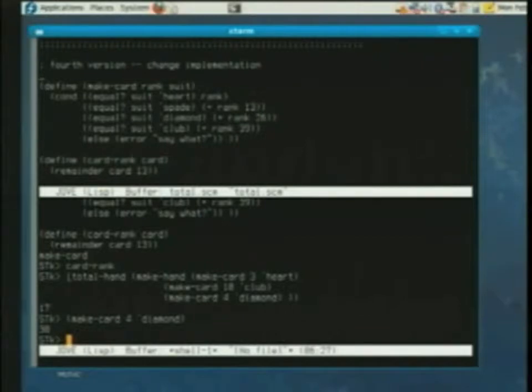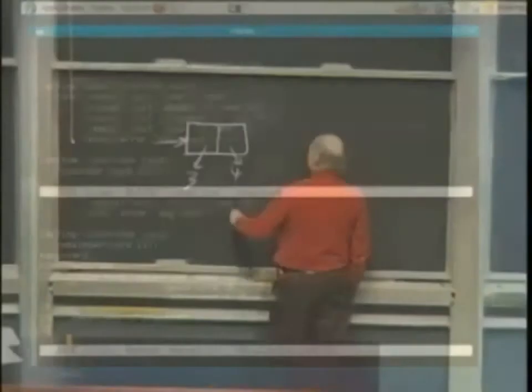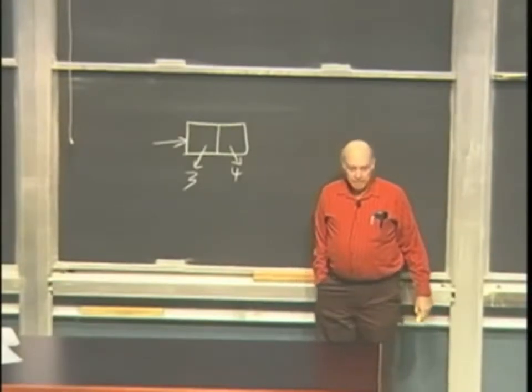And lists are made up of pairs. So let me start by showing you a pair. This is a pair. And it has typically an arrow coming in and some arrows going out. And so the book uses the example of rational numbers. So if we wanted to represent the number 3/4, we might put a 3 here and a 4 here. Okay? That's a pair.